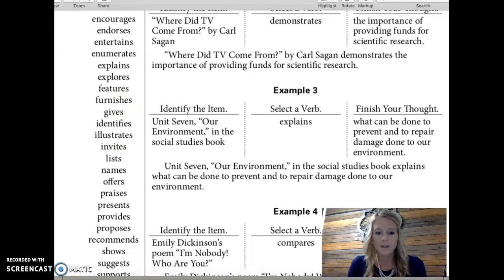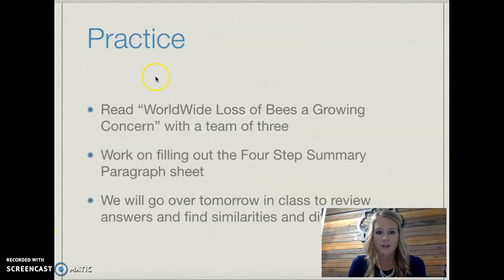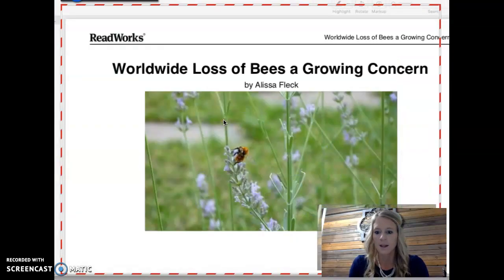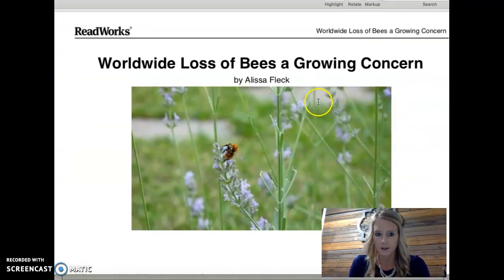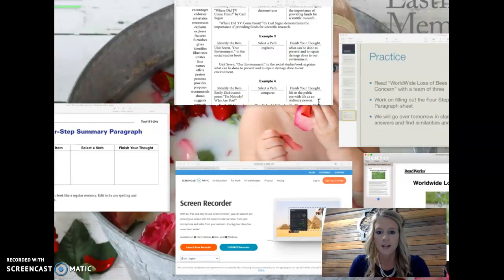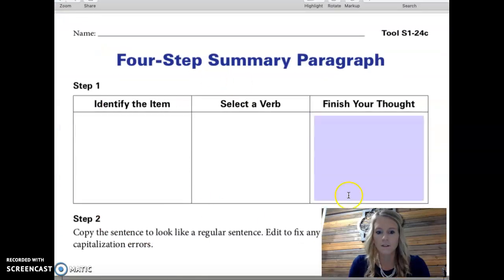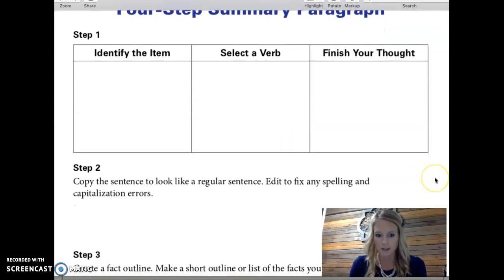What you're going to do next is practice. You're going to get with a different partner, not the one you already worked with. You need to read this article called A Worldwide Loss of Bees, a Growing Concern. It's on Canvas and it looks like this, okay? You're going to take that article and fill out just the top portion of this. I don't think you're going to have time for anything else, but you're going to fill out the top portion, your I, your V, and your F, just like we talked about.